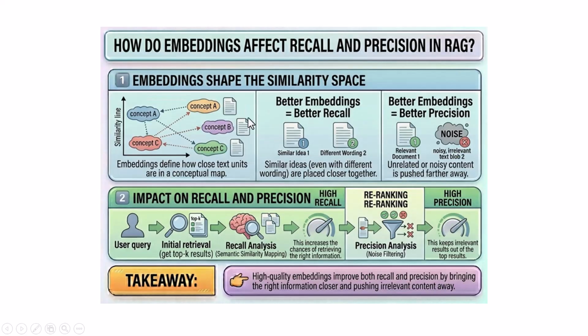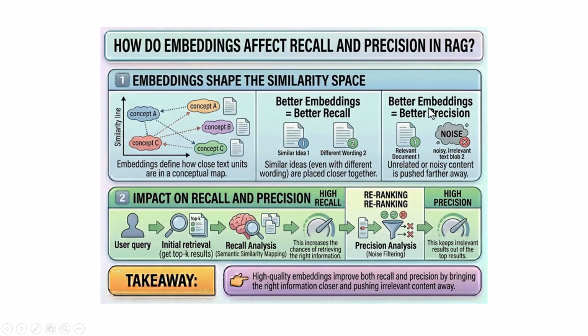control. The next one is how do embeddings affect recall and precision in RAG? Embeddings shape the similarity space. That is, embeddings decide how close or far different pieces of text are in meaning. And better embeddings equals better recall. That is, similar ideas, even with different wording, are placed closer together. So this increases the chances of retrieving the right information.